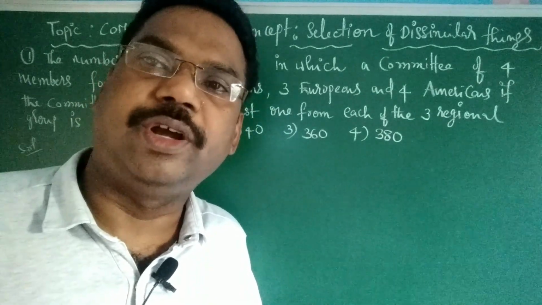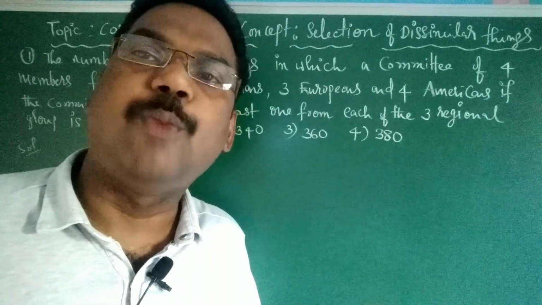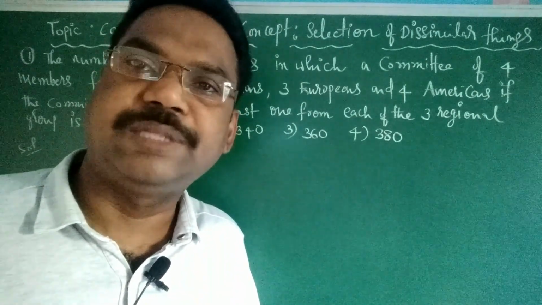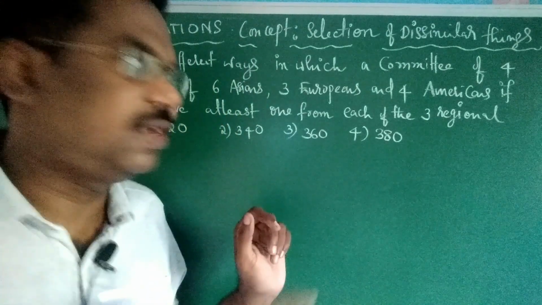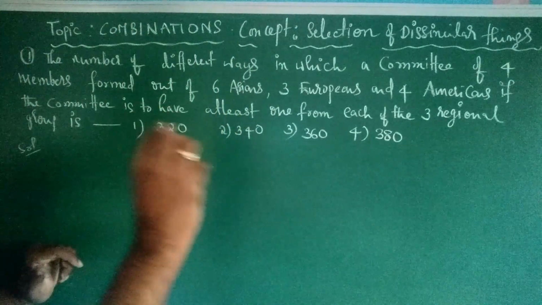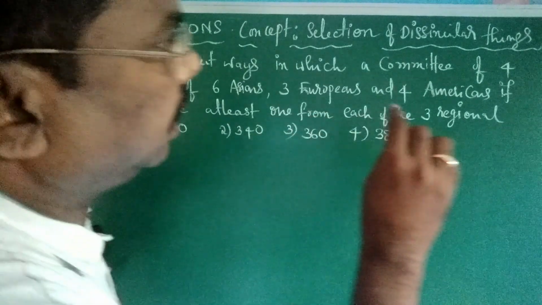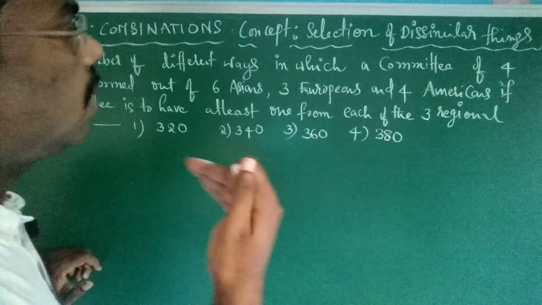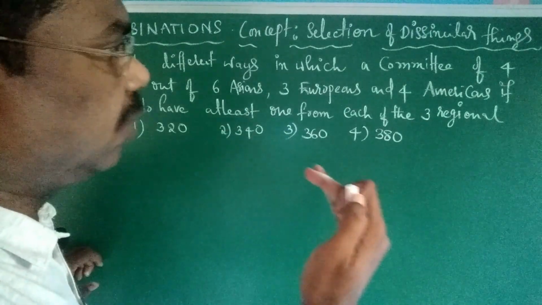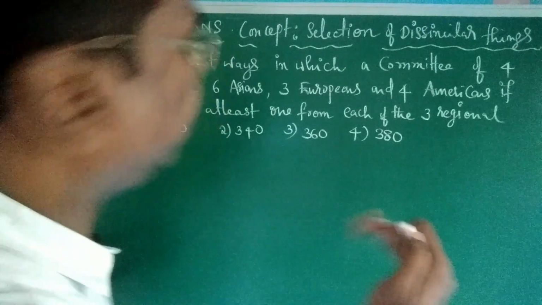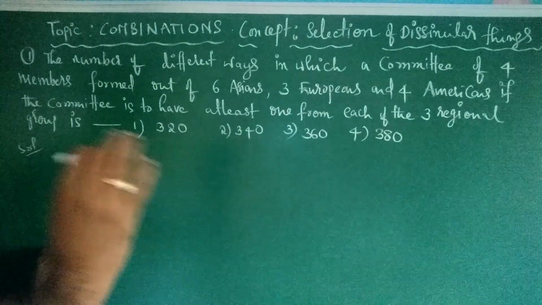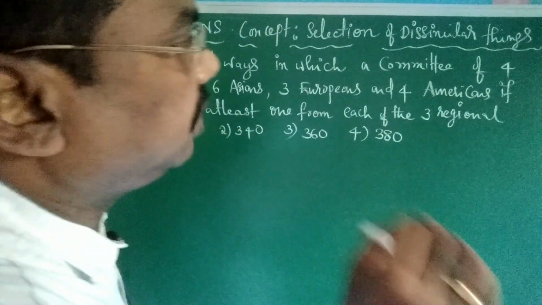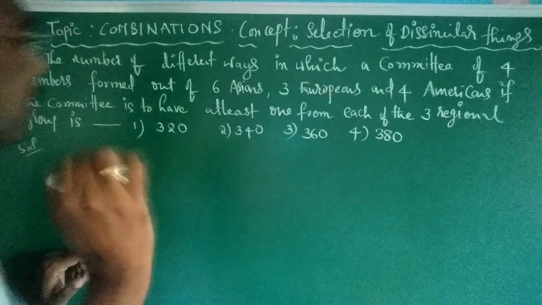Now I am going on. Topic is combination. Now concept is selection of dissimilar things. Here, first one: the number of different ways a committee of 4 members can be formed out of 6 Asians, 3 Europeans and 4 Americans, such that the committee has at least one from each of the 3 regional groups.